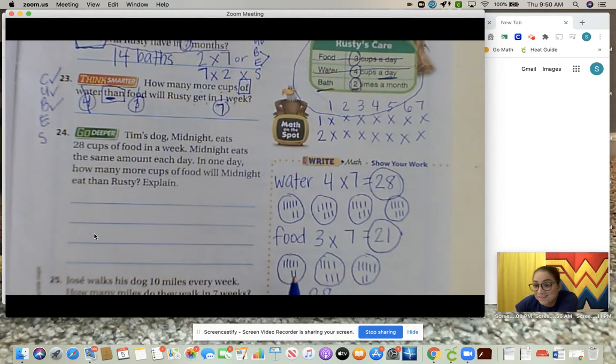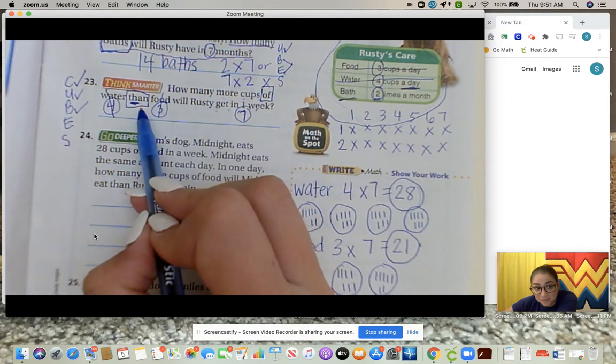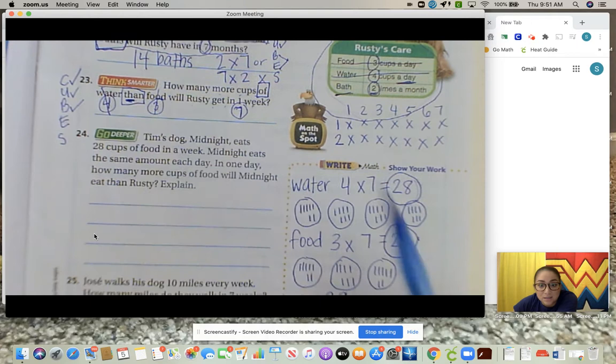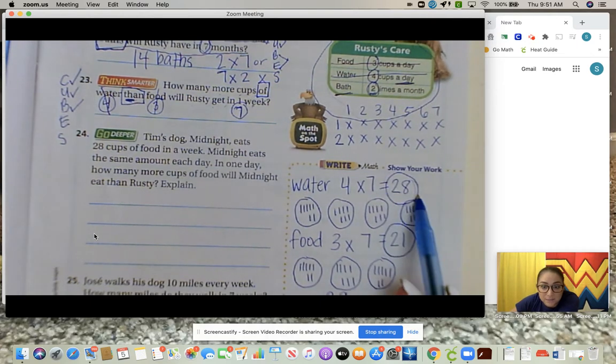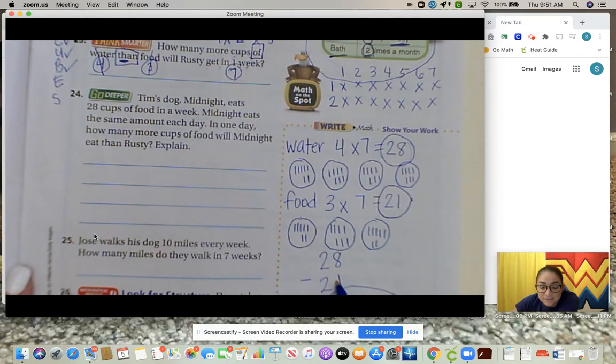We're not done there, because we still have another math verb, which is subtract. So now we are going to subtract the cups of water in a week and the cups of food in a week. So we're going to do 28 subtract 21.